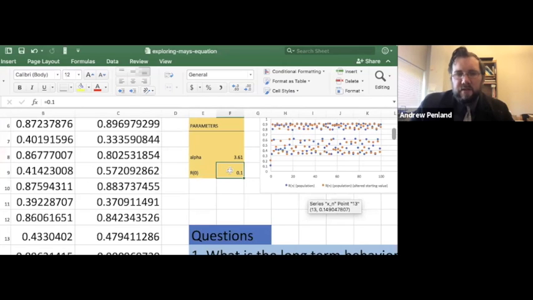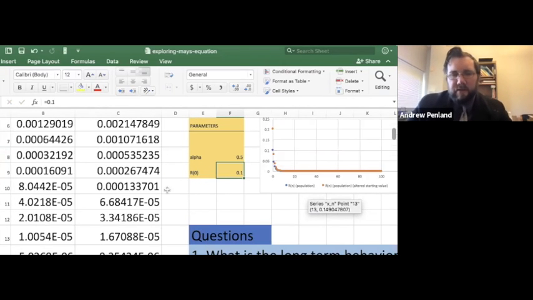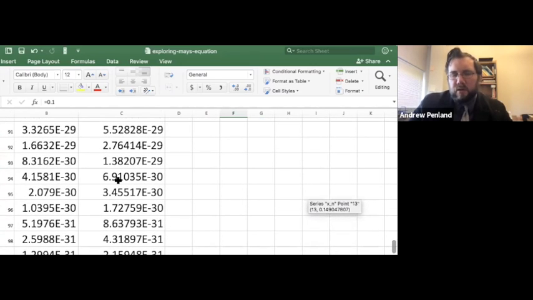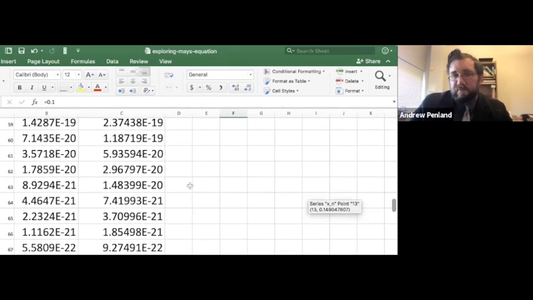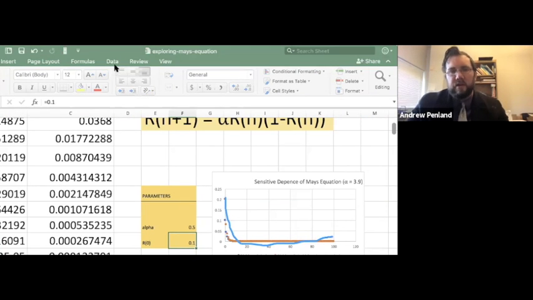So if I change the value of alpha and I set it equal to 0.5, what it looks like is that this is being pulled towards 0. And you can see that visually here. When alpha equals 0.5, it looks like this is being pulled towards 0. So it looks like 0 is an attracting fixed point.